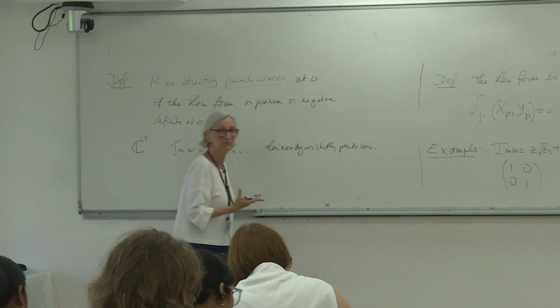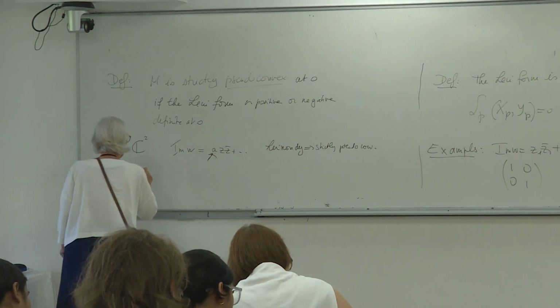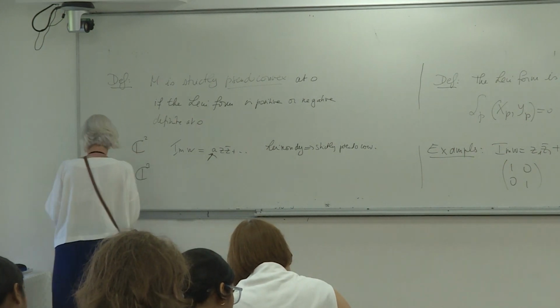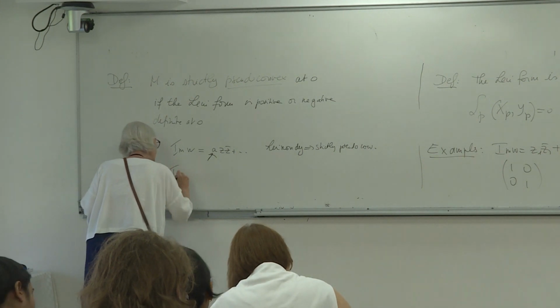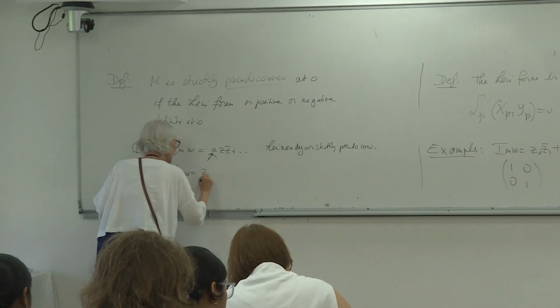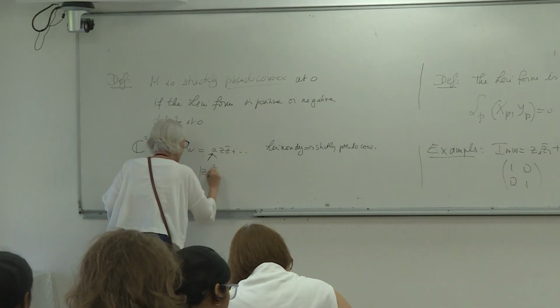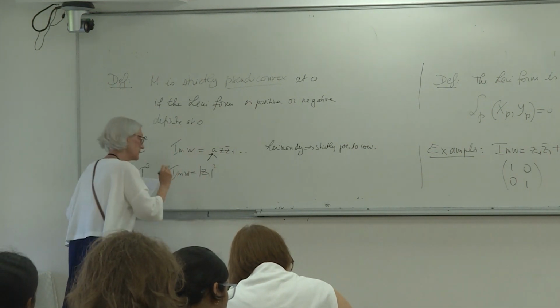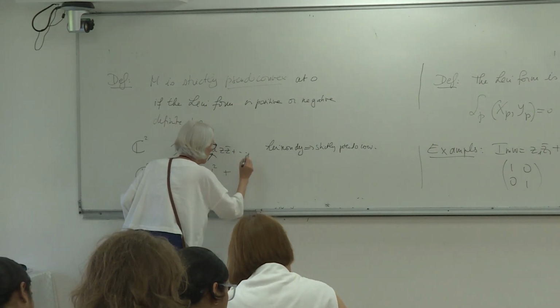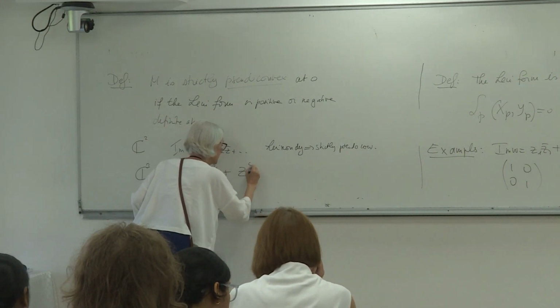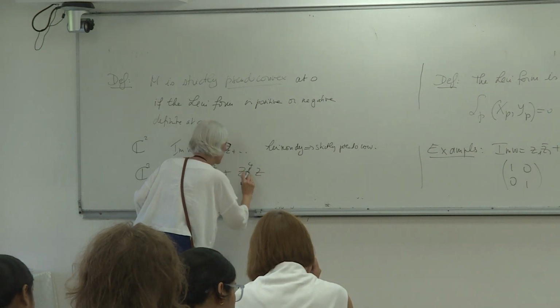Let's start with C3. I will give you some examples, and you will give me some ideas. So if I give you this one, in C3, Im w plus higher order terms, plus z2.